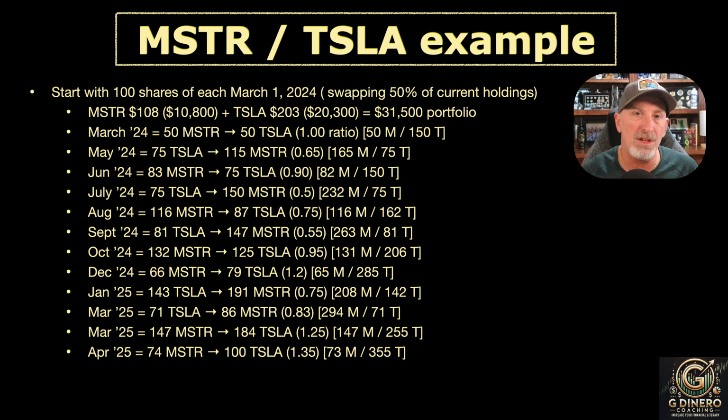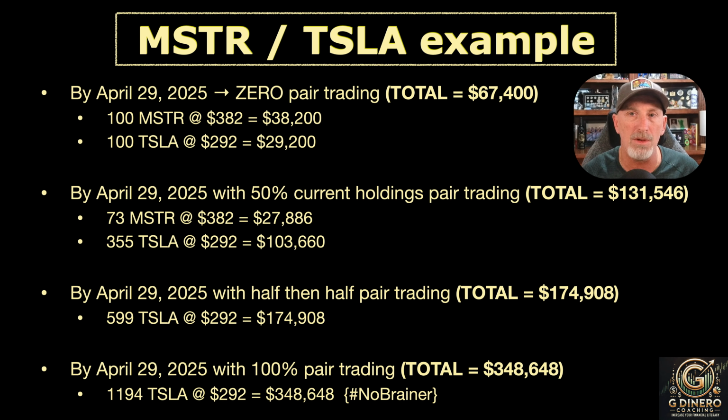So you started with a portfolio back here that was $31,500. You had a little over 10 grand worth of MicroStrategy and a little over 20 grand worth of Tesla, and you took that $31,500 portfolio and you turned it into $67,400. You doubled your money by holding, doing nothing. Awesome. That's appreciation. That's fantastic. That's a phenomenal result in a year, doubling your money.